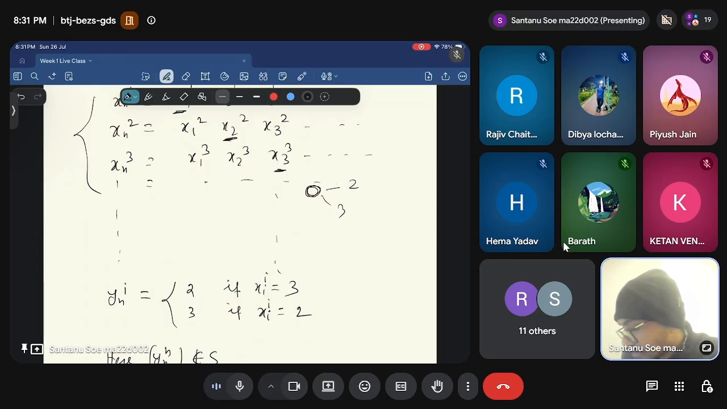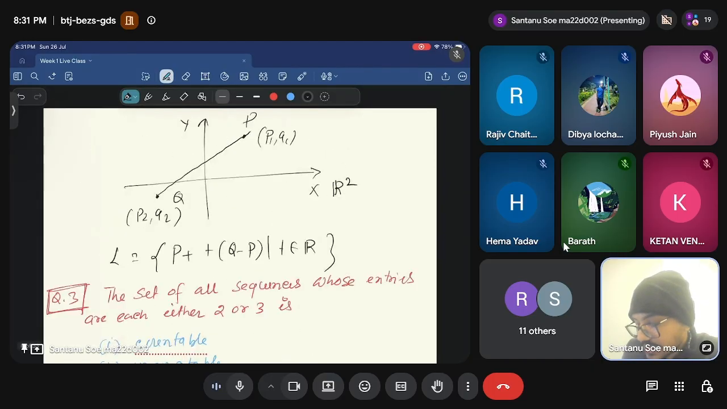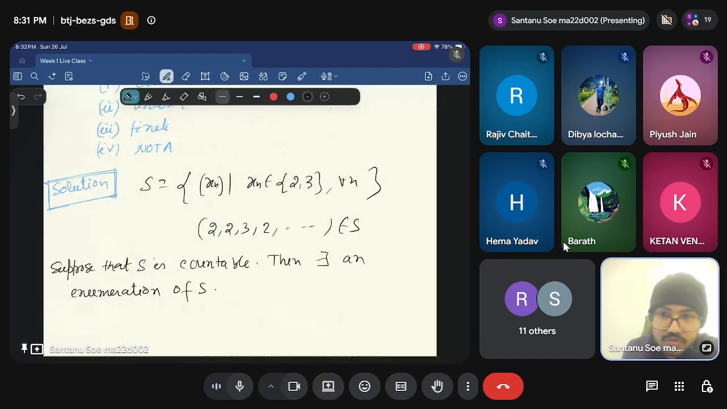So from here we can say that the sequence y_n from the set S will not have any enumeration, because it never belongs to the set S. So that means our assumption was incorrect. We assumed that S is countable, and this is not true. So S must be uncountable.